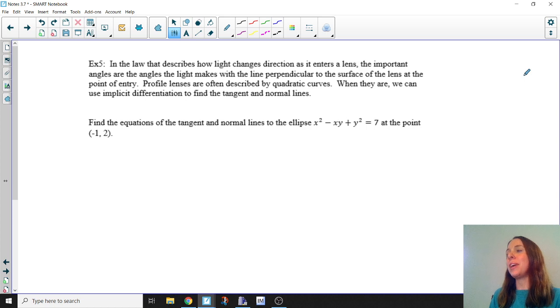Take a look at example 5. In the law that describes how light changes as it enters a lens, the important angles are the angles the light makes with the line perpendicular to the surface of the lens at the point of entry. Profile lenses are often described by quadratic curves. When they are, we can use implicit differentiation to find the tangent and normal lines. That just sounds really cool in my mind, and I feel like I kind of know a little bit about that law.